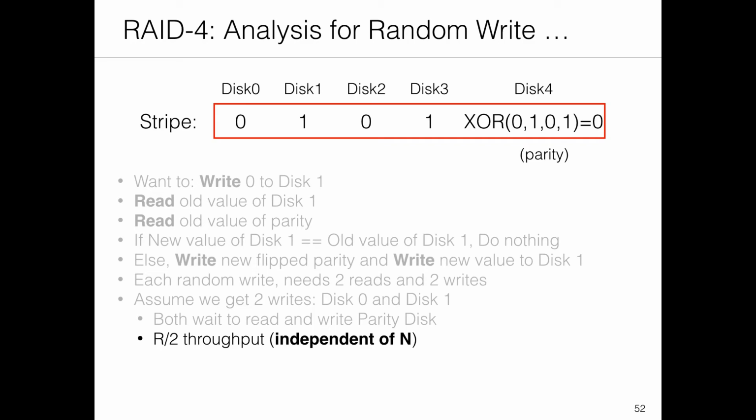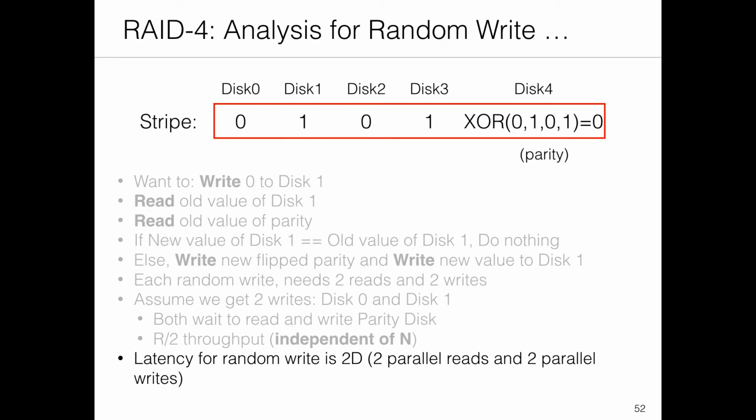So we have a large number of requests coming randomly. You will eventually be bottlenecked by the speed of the parity disk, which is going to be R by 2 in this case because you require 2 operations. So this is one interesting case where it's independent of n. No matter how many disks you put, random write is always going to be a factor of how fast or quick the parity disk is. So you might want to choose a really quick parity disk in this particular case. Even though you might have other disks with okay speeds, putting a better speed parity disk can make some difference. And latency becomes 2D for a write operation, random or sequential write in this case, because you require 2 parallel reads and 2 parallel writes.